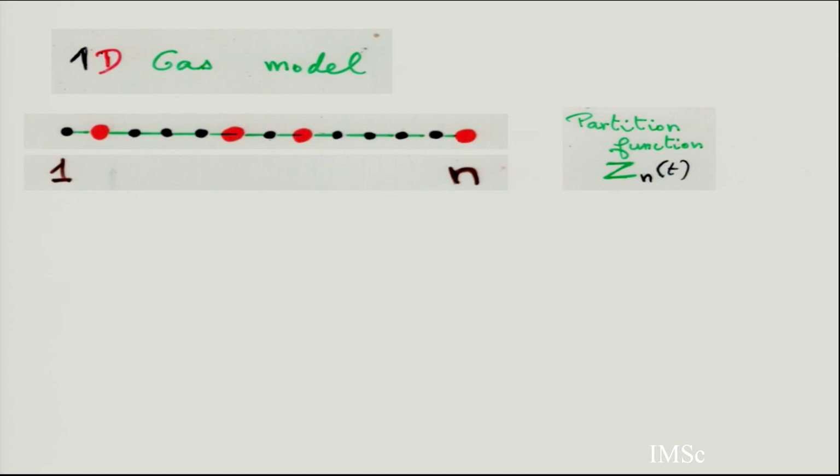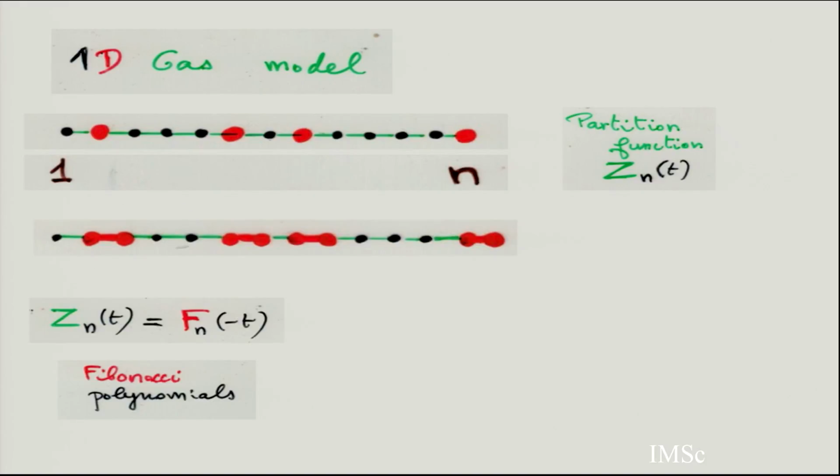So the most simple example was a gas model. You put some particles in red on this segment line with endpoints, so that two particles are not connected by an edge. And the partition function is a polynomial which enumerates all such configurations. If you prefer, you can transform the points into dimers. You get a trivial heap of dimers on the segment of length n plus 1. It should be Zn equal Fn plus 1 here. And so the partition function is a Fibonacci polynomial when you replace t by minus t.